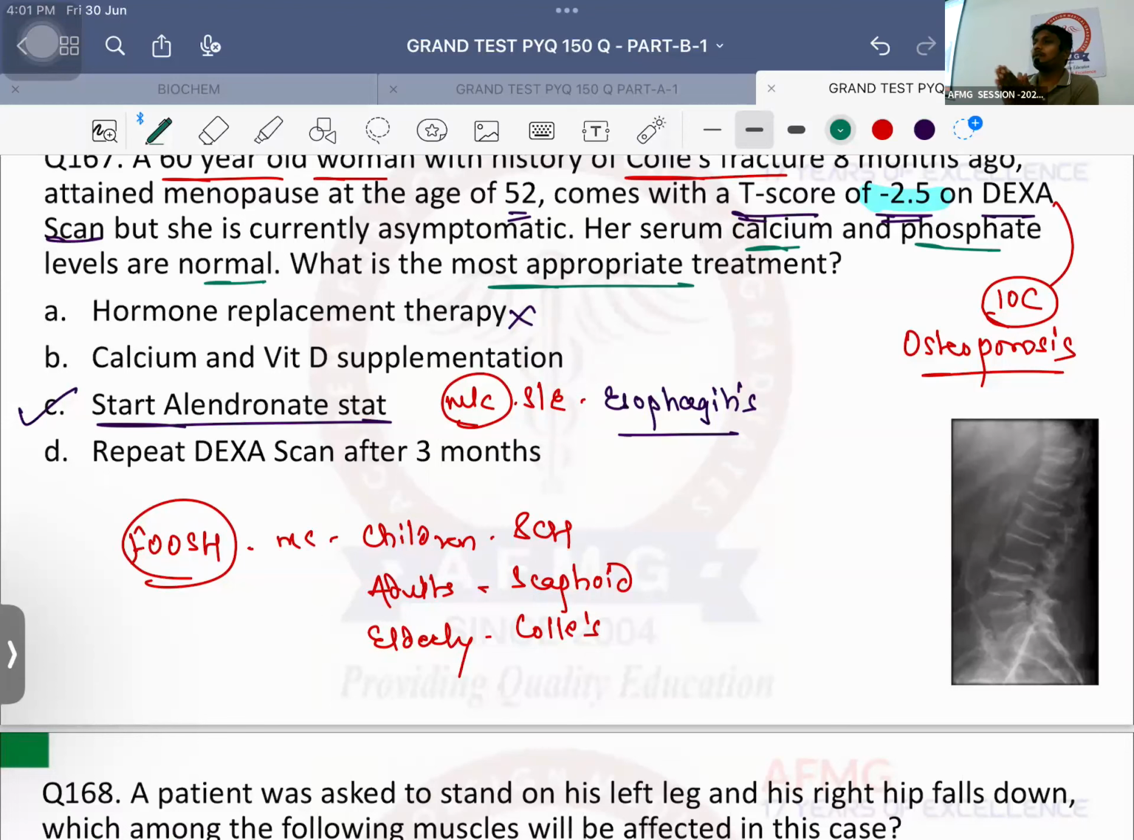Please remember, esophagitis की वजह से what is the advice that we give after bisphosphonate? That was a recent NEET-PG question. Usually take it on full stomach or empty stomach? Empty stomach. Take it with a full glass of water and do not lie down for at least 30 minutes after taking the drug. These are the most important advices that you give in a case of bisphosphonate drug. Please remember that. No issues with this.